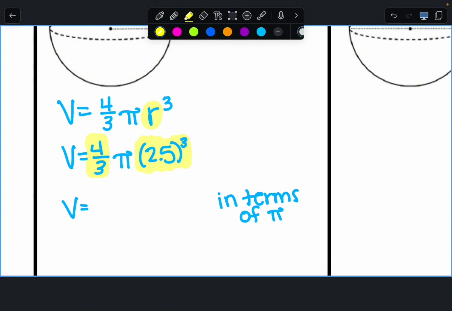You're going to type in the 4/3, then type your 2.5 in parentheses. To type cubed, you're going to press the button that is above the division sign. Looks like a little rooftop. The button above division. And you get 20.8. But don't forget, the pi is still part of the answer, right? That is in terms of pi. Okay?